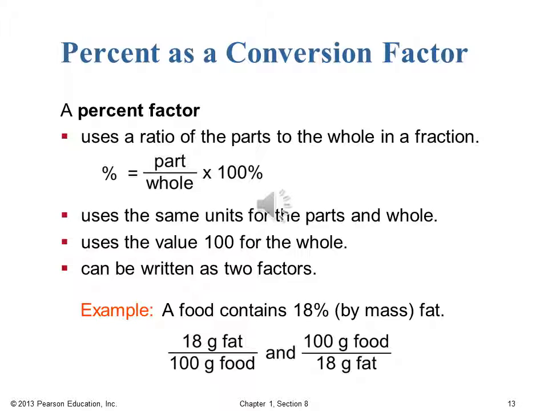So again, typically because we're talking about part and whole, we're talking about the same units. So there's not typically a separate unit if you're using the percent factor for most given problems. So the value of 100 is typically the whole, and so you could write it as 2 factors. If we see this example here, a food contains 18% by mass of fat, so 18 grams of fat per 100 grams of food, or we could say 100 grams of food per 18 grams of fat. Either way would work depending on the problem itself.